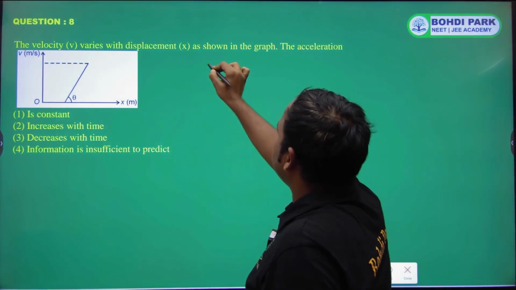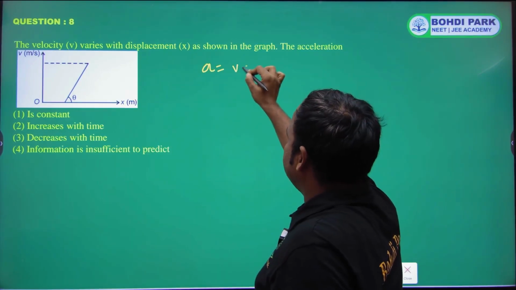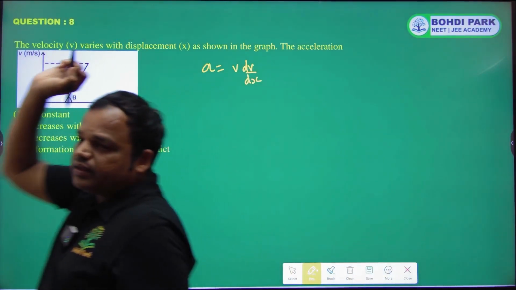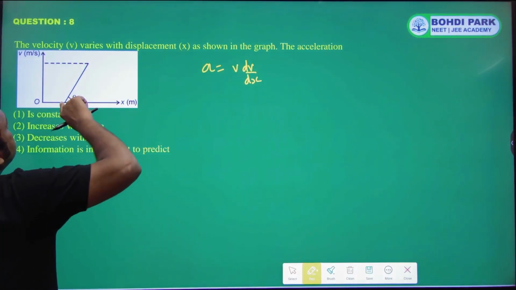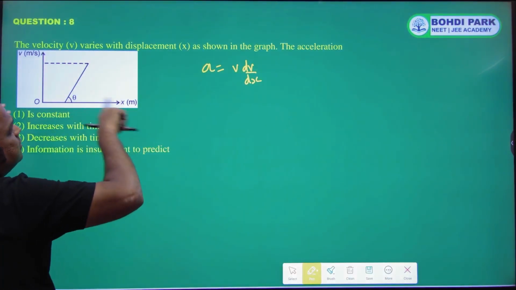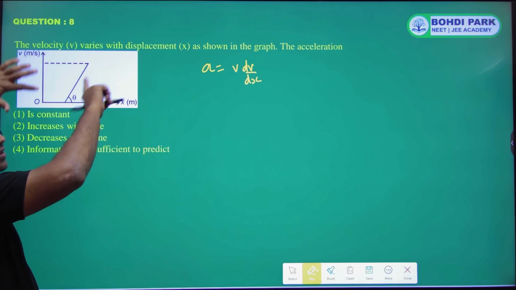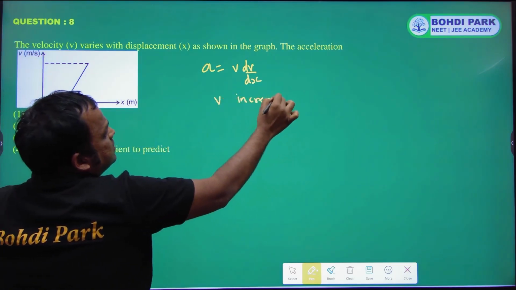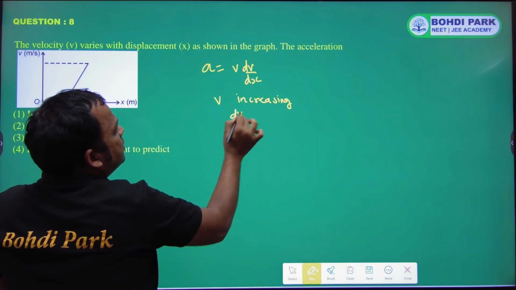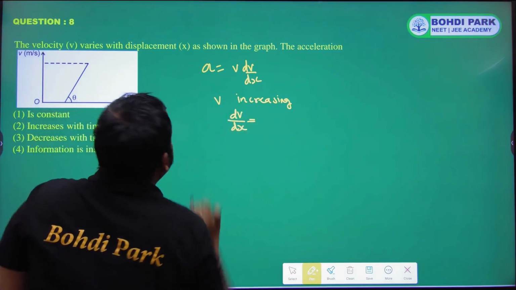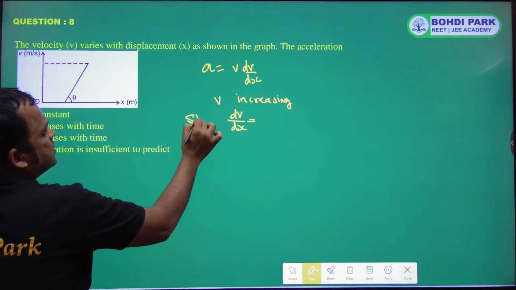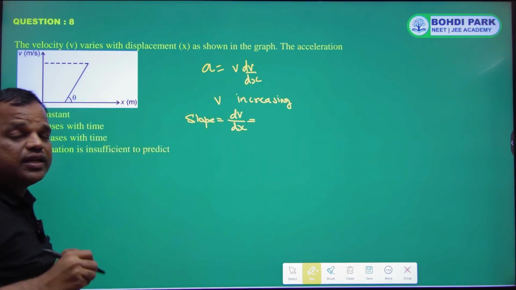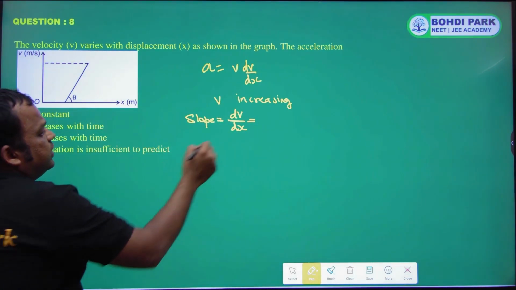So the formula for acceleration is a equal to v dv by dx. If you look at this graph, velocity is increasing with position. So basically velocity is increasing with time also. And what about dv by dx? dv by dx is the slope. It is a straight line graph, so a straight line graph means slope is constant.